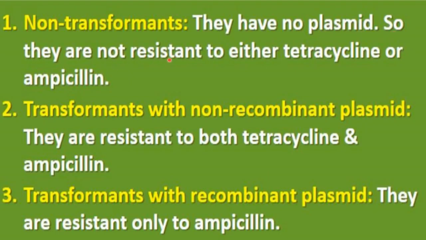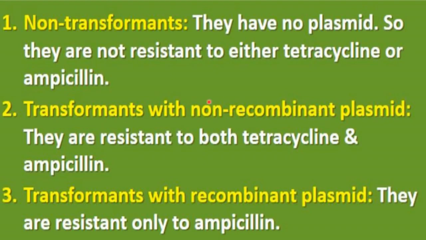So they are not resistant to either tetracycline or ampicillin, because normally E. coli cells have no resistance. That's why these are not resistant. These non-transformant cells are not resistant to either of the antibiotics, right? And transformants with non-recombinant plasmid.